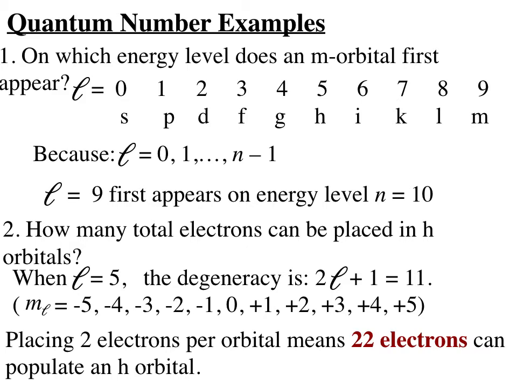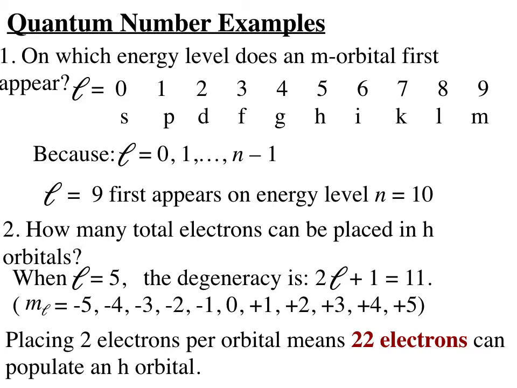So how many total electrons could you place? This time I'm asking how many could you place in an h orbital. Now you could use this same idea to determine how many electrons could be placed in an m orbital. H corresponds to a quantum of angular momentum of 5. To find out how many orbitals there are, we need to know the degeneracy of an h orbital. And then we will doubly occupy those h orbitals once we know the degeneracy.